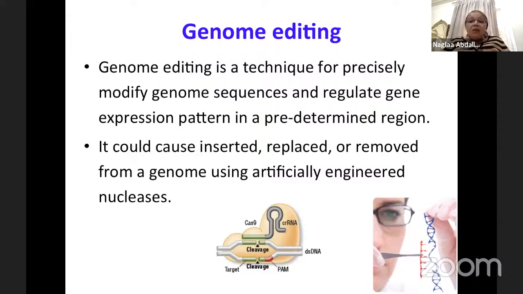So we have to predetermine first what we want to do. If we want to work on this gene, we have to have the sequence of this gene and specify which part exactly we want to modify. So genome editing can be used to insert, remove, delete, or replace different parts in the genome. It depends on the nuclease. Nuclease is used to break the nucleic acid. So we have different kinds of nucleases that cause damage in the DNA, and we depend on the repair system of the cells to repair this damage.